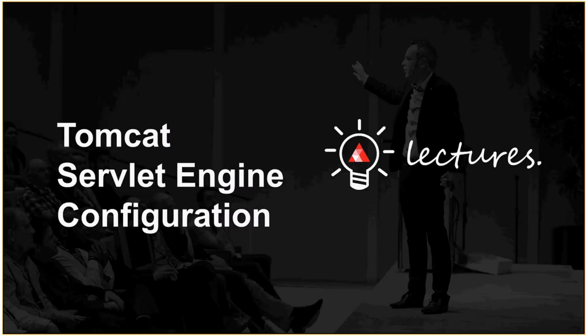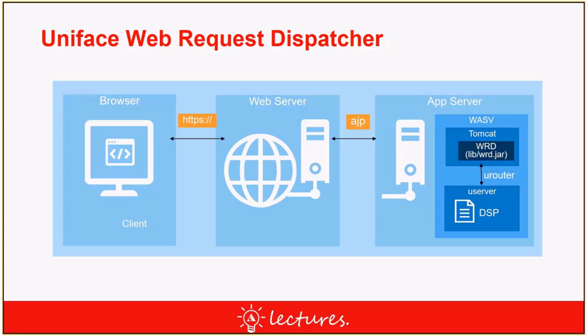So drilling down into the Tomcat servlet engine configuration then, this diagram reminds you of how it's all set up. You've got your browser, an optional web server in the middle here, and then your app server here, which has got the WAS web application server functionality, Tomcat, i.e. taking the requests and forwarding any dynamic content requests to the Urouter, which uses the server to deliver it.